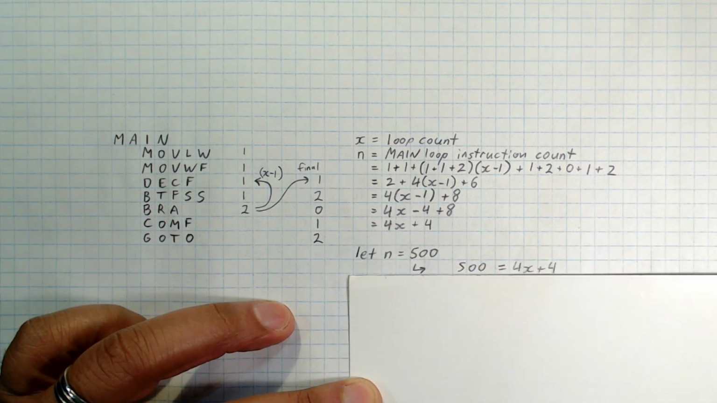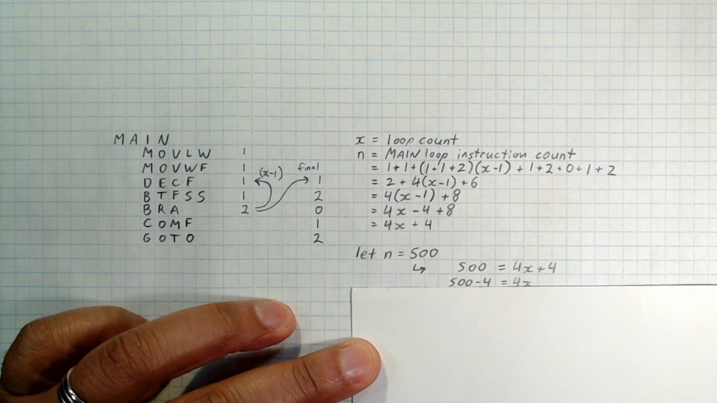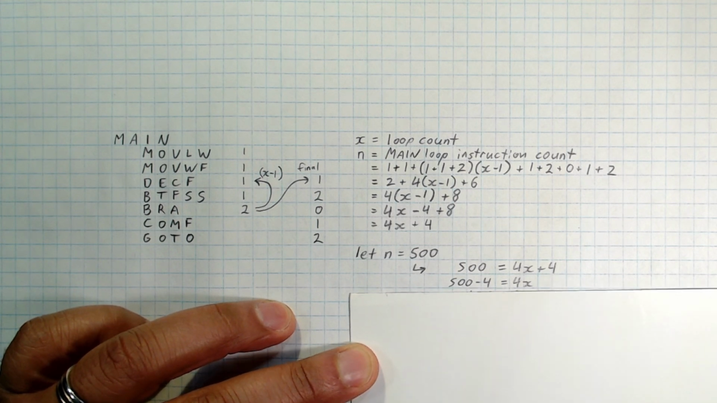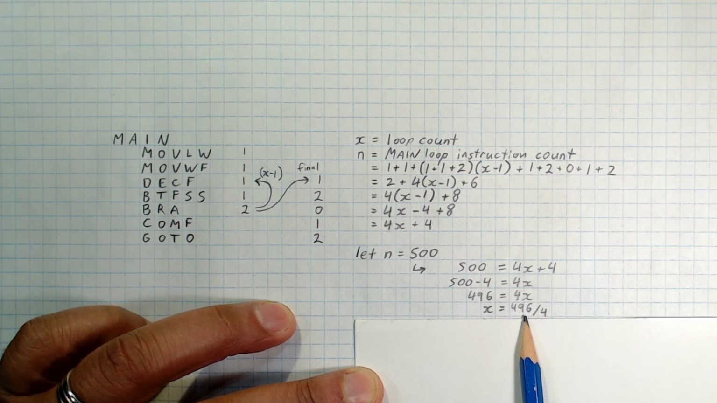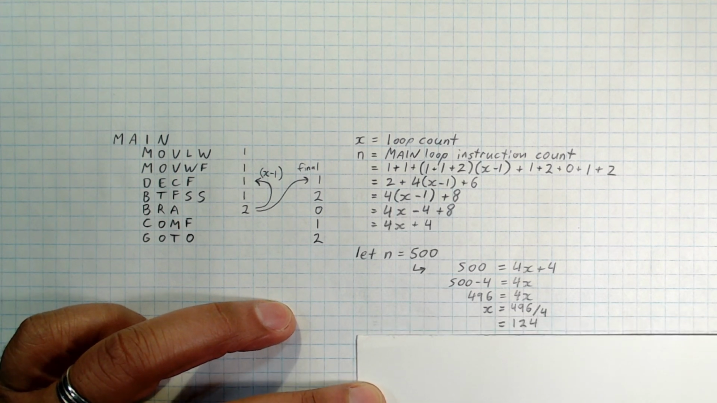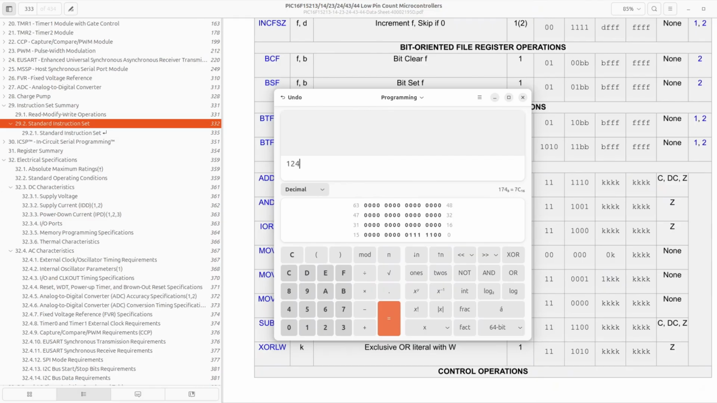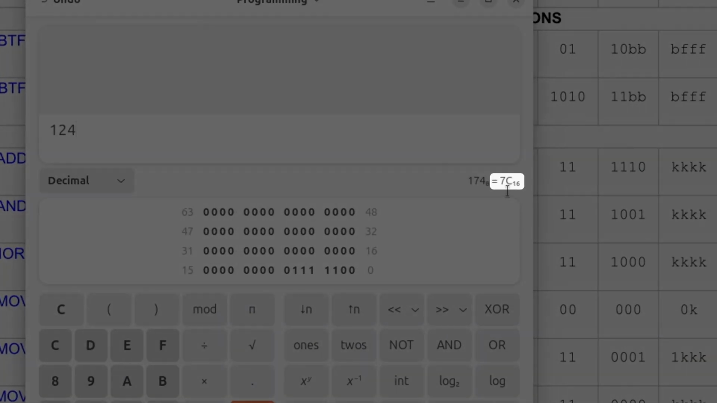But we already know what n is because we calculated that earlier. Our target n is 500. So let's insert 500 into n and solve for x. We can bring that 4 over and subtract it from the 500, which leaves us with 496. Rearrange that a little bit and we get x equals 496 divided by 4, which equals 124. 124 in decimal equals 7c in hex.